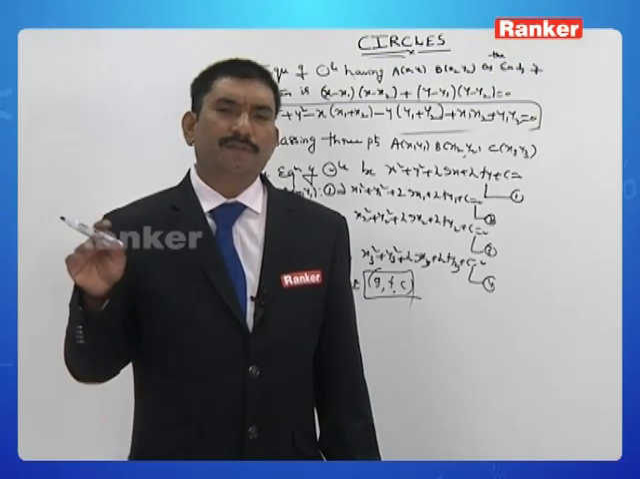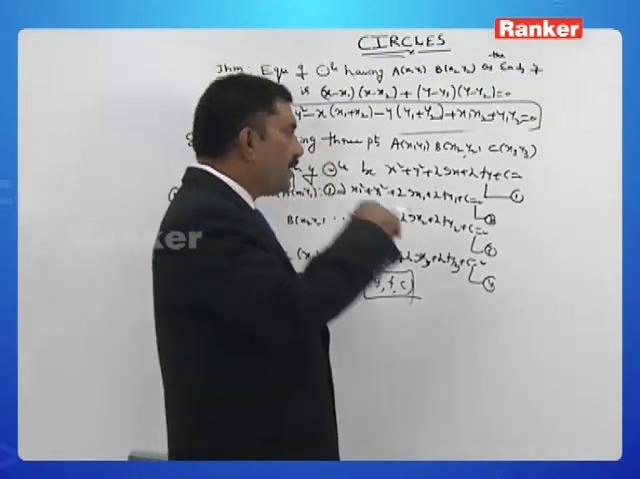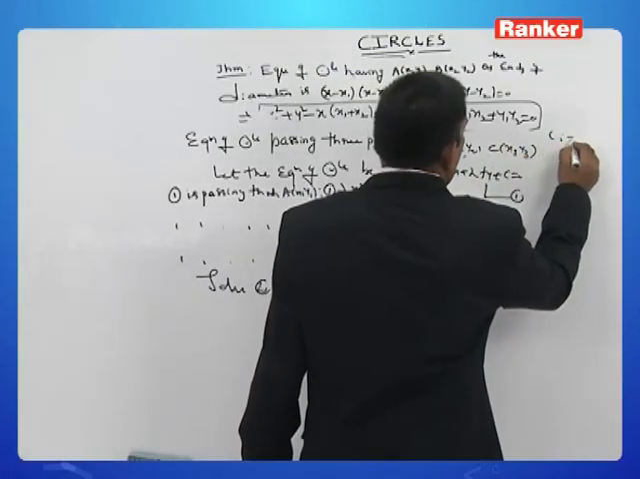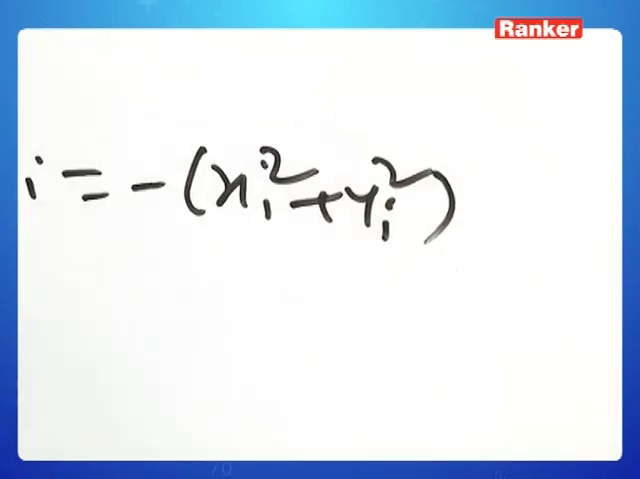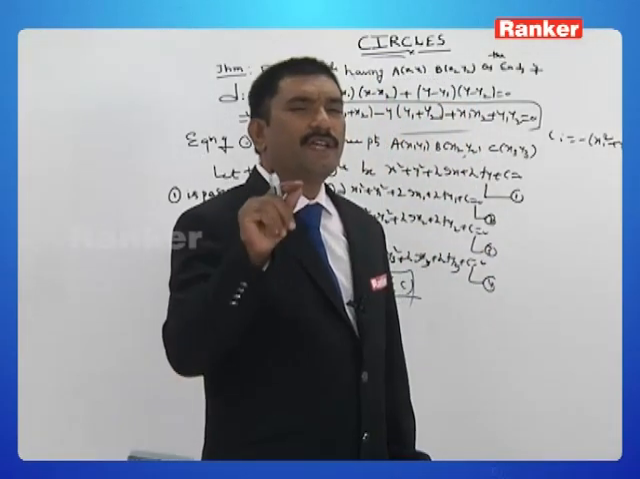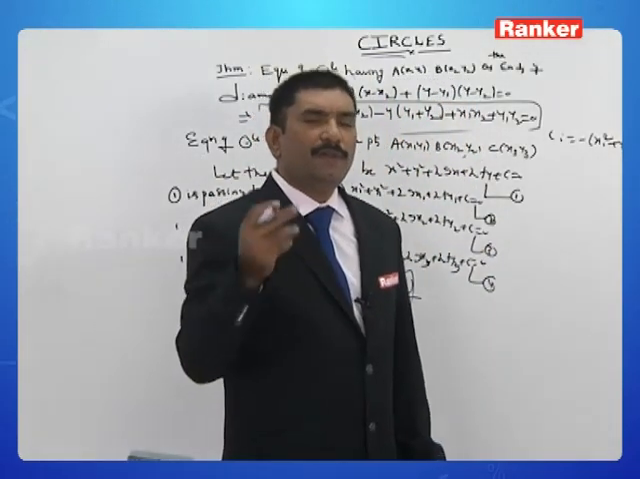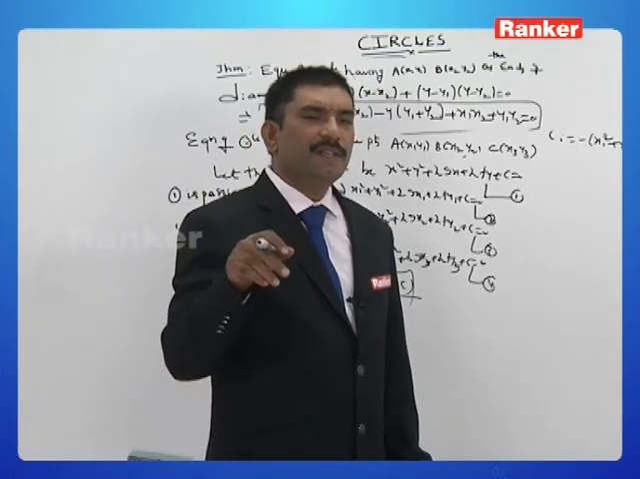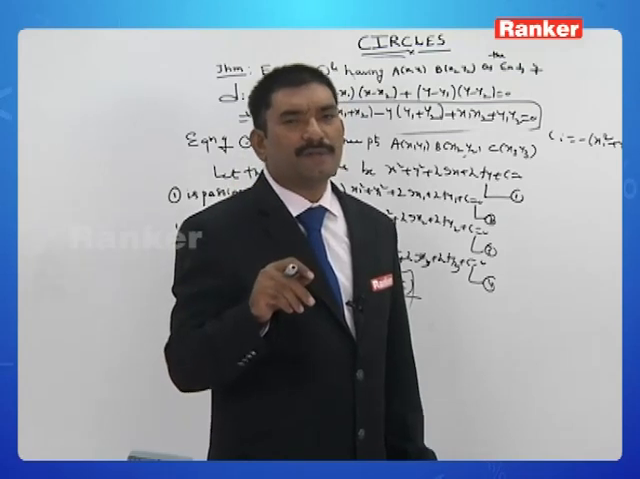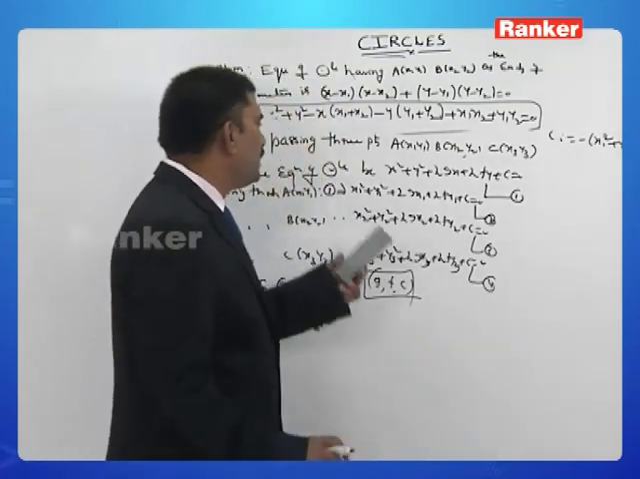That is equal to 0, where ci is equal to minus of xi square plus yi square. If i is equal to 1, it's x1 square plus y1 square. If i is equal to 2, x2 square plus y2 square, and c3 is minus of x3 square plus y3 square. That is the first method.